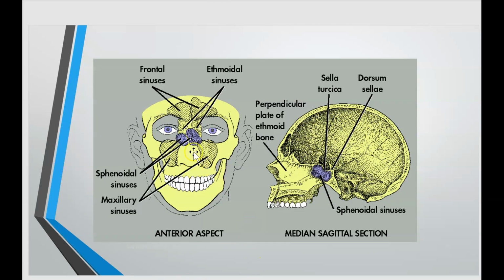And this is showing an illustration of a person with a pair of sphenoid sinuses and how they can be asymmetrical.